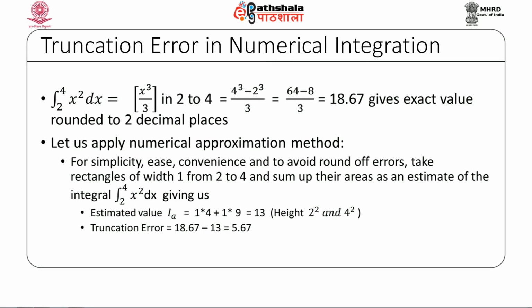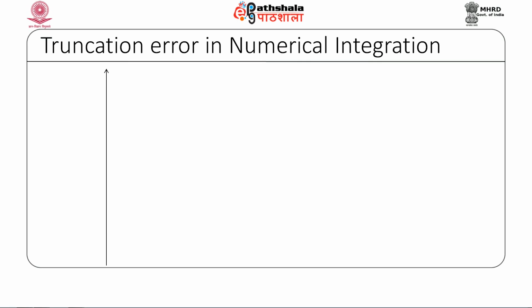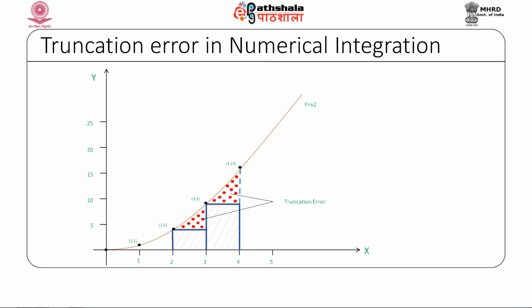Now, let us apply the numerical method here. For simplicity and convenience, let us just consider 2 rectangles of width 1 each. We are integrating from 2 to 4, so we take 2 rectangles, 2 to 3 one rectangle and 3 to 4 another, and find the area. The shaded area of these rectangles is our estimate for the integral, and whatever area is left uncovered, shown by the red dots, amounts to the truncation error in this example.